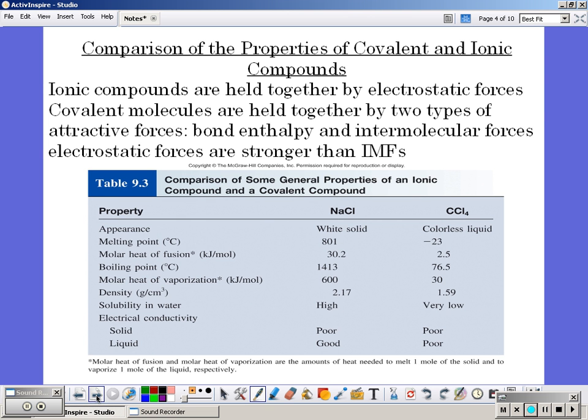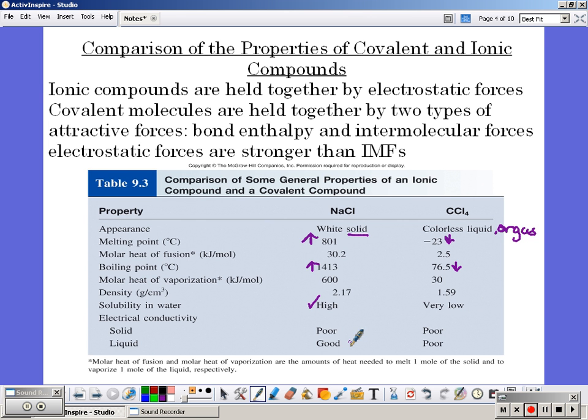So ionic compounds tend to be solids, where covalent tends to be liquid or gas. The melting point of ionics is high, where covalent is low. The boiling point of ionic is high, where covalent is low. Solubility in water is good for ionic compounds, but it tends to be low for covalent. In fact, if they do dissolve in water, they are non-electrolytes because they don't separate into ions.